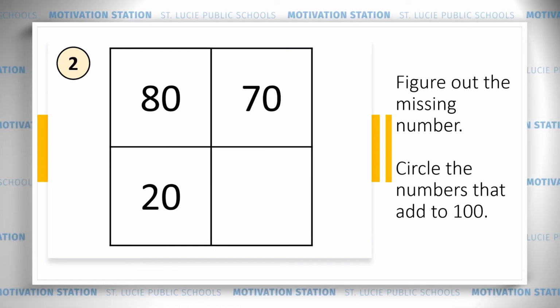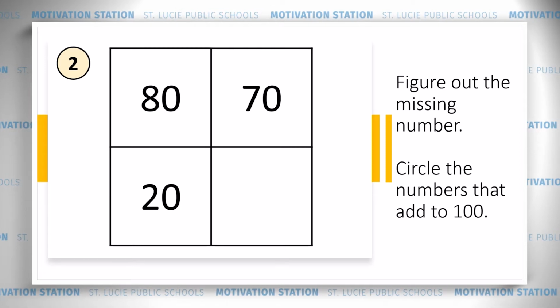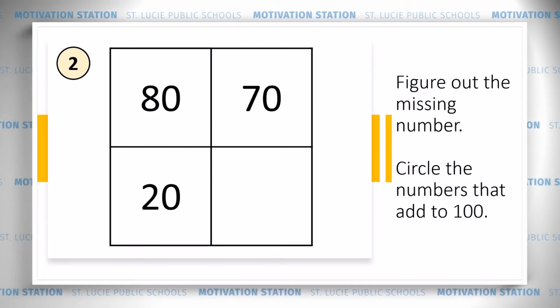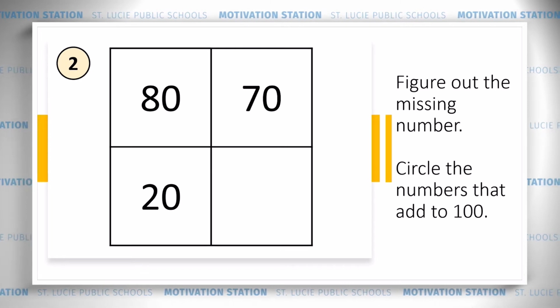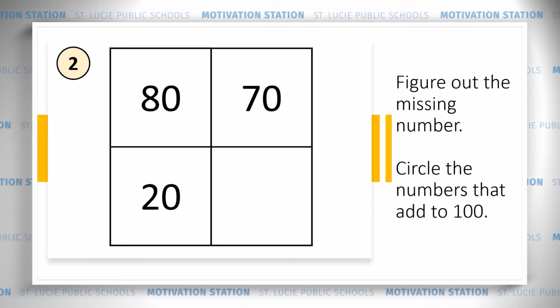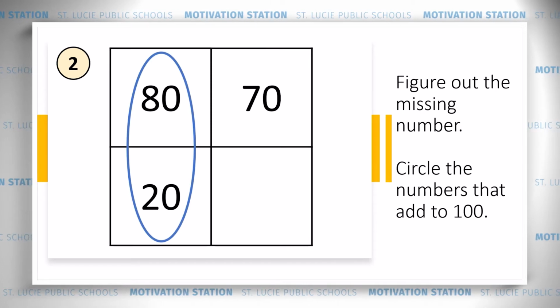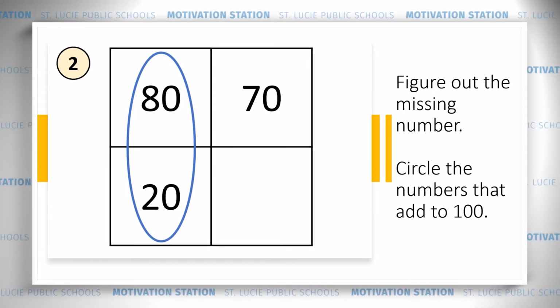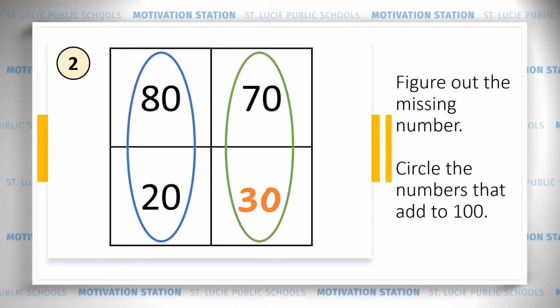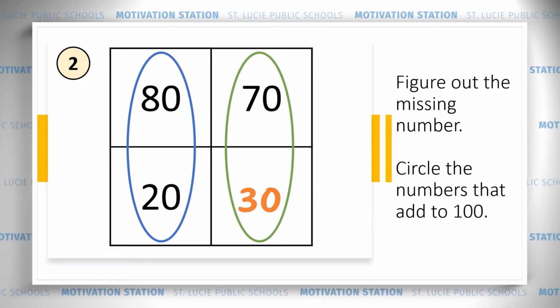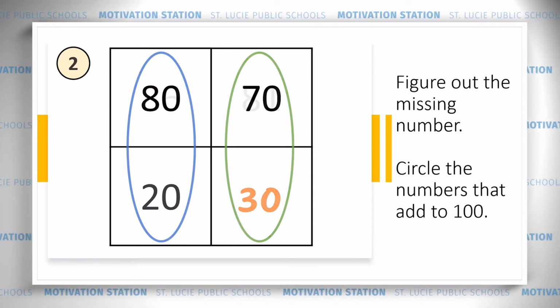Let's take a look at number 2. For number 2, we have 80, 70, and 20. Oh, these are easy tens. We can do this. Well, the first pair that adds to 100 is 80 and 20. Well, 70 plus what equals 100? Well, that would be 30. And 70 and 30 equal 100. I think you're getting the hang of this.